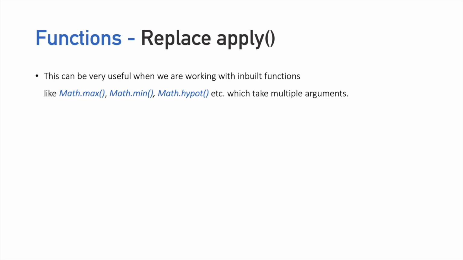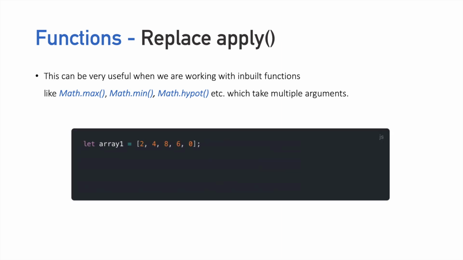So let's take an example for the max method. Suppose we have array 1 with 5 elements and we want to figure out the maximum element within the array. We can simply use the spread operator to pass each element of the array as an argument to the max function to figure out the maximum element. So let's create a variable max and assign the output of the max method to it, where in the max method we pass the elements of the array 1 as arguments using the spread operator, and if we console.log max, we get the output as 8, which is the maximum element in the array.